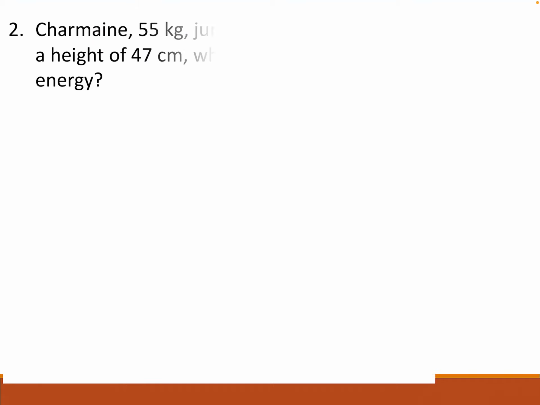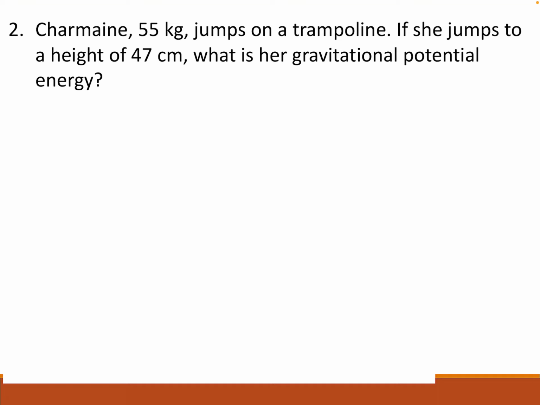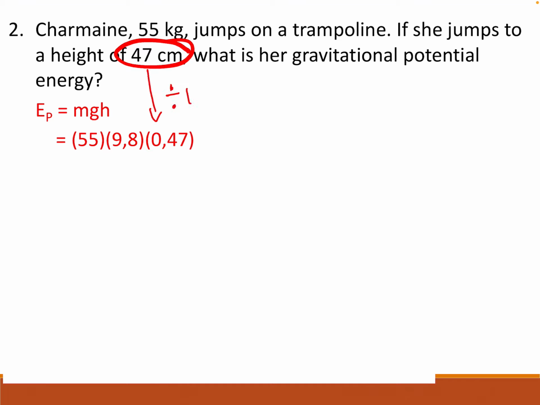Question 2. Charmaine, 55 kilograms, jumps on a trampoline. She jumps to a height of 47 centimeters. What is her gravitational potential energy? This is in centimeters. Height can only be in meters. So, convert. How do we convert? We divide by 100. There's 100 centimeters in a meter. Straightforward, substitution, multiply it all out, we're all happy.